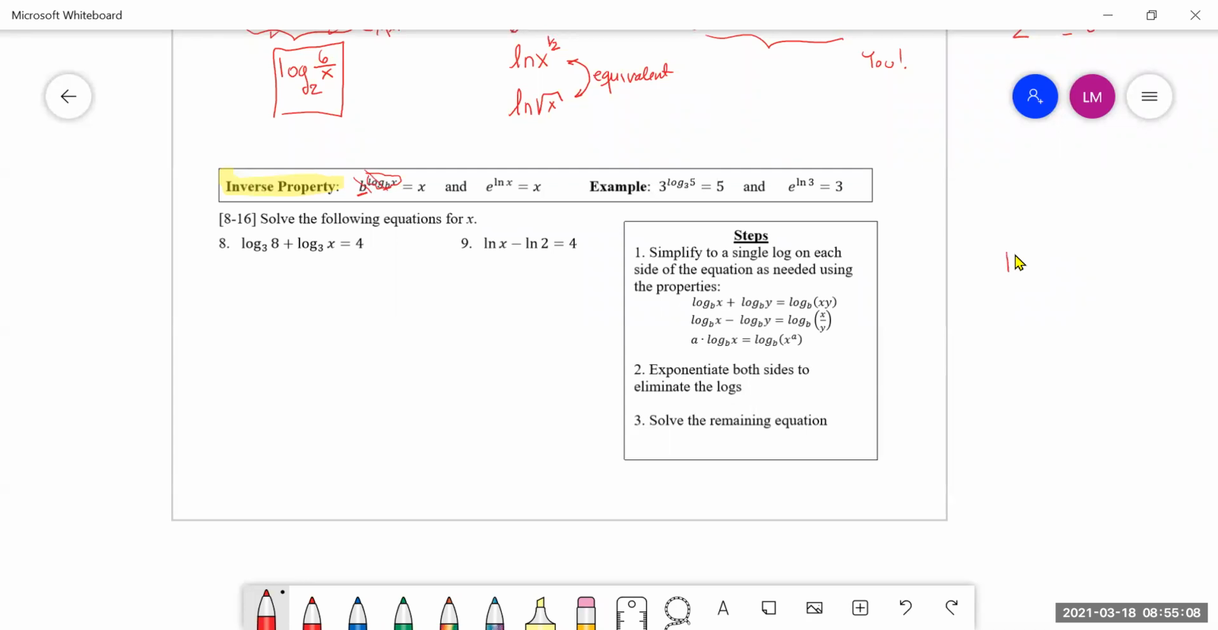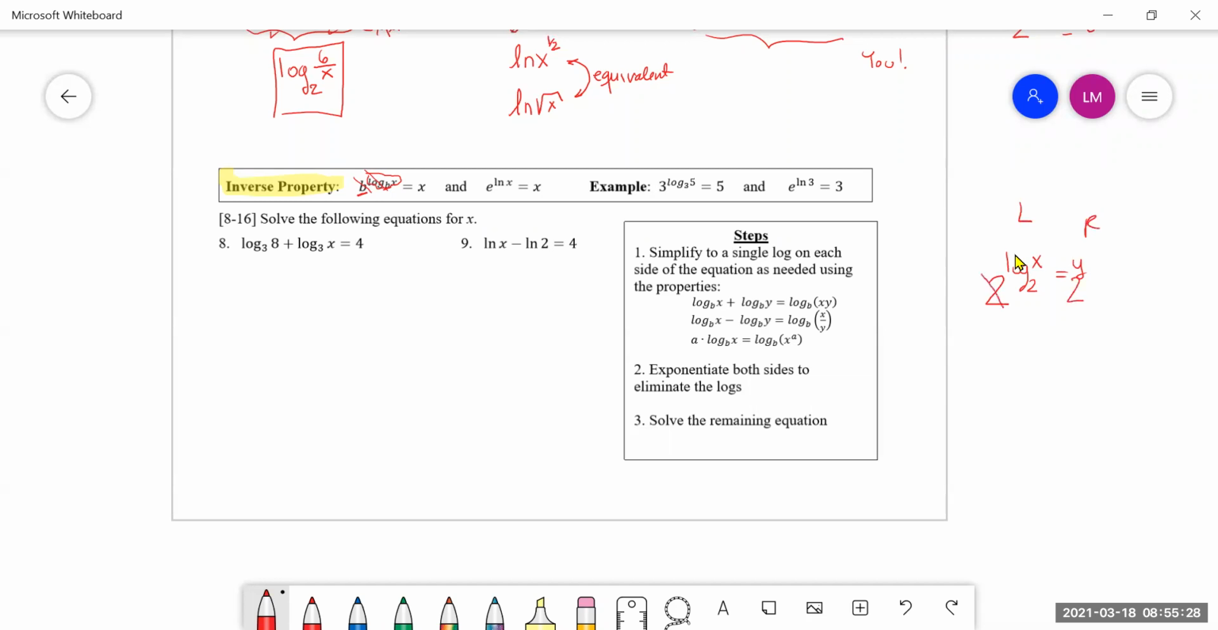So if I have a log base 2 of x equals whatever this is over here, let's call it y, I can exponentiate, I can make my logarithm become an exponent. But if I do it on the left, I have to do it on the right as well.